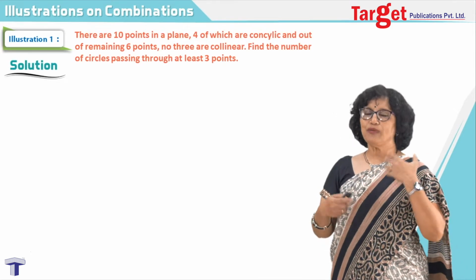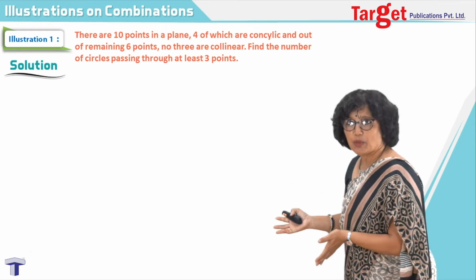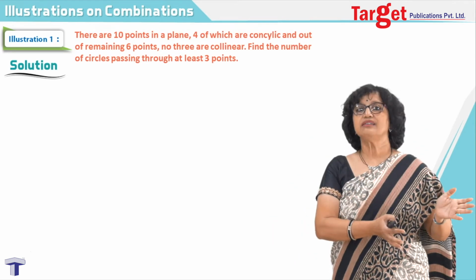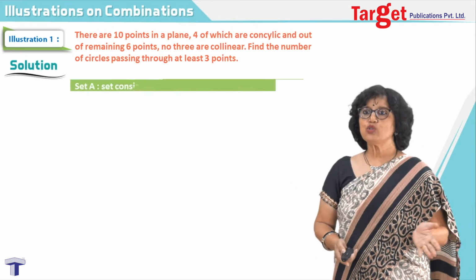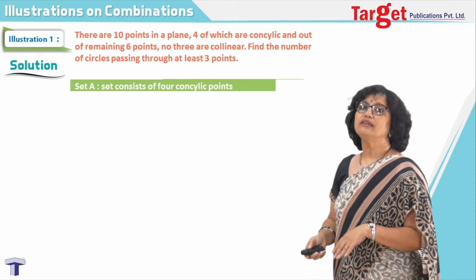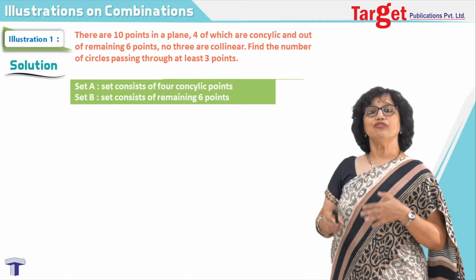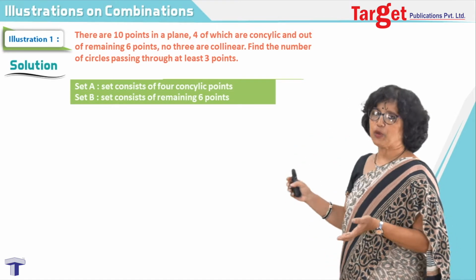Now how do we start? There is a set where 4 concyclic points are there. There are another 6 points remaining outside. So what do we do? We just give them names. I am taking set A as that set of 4 points which are concyclic, and set B I write as the set which consists of the remaining 6 points.